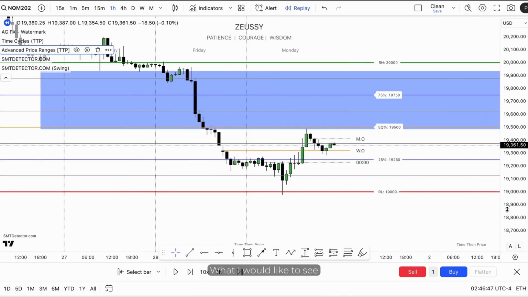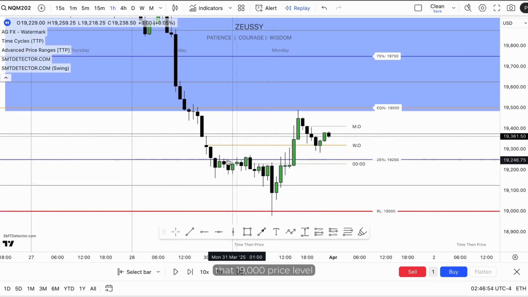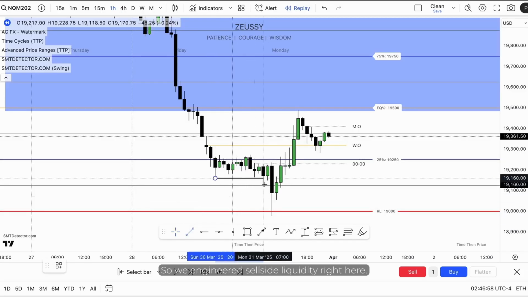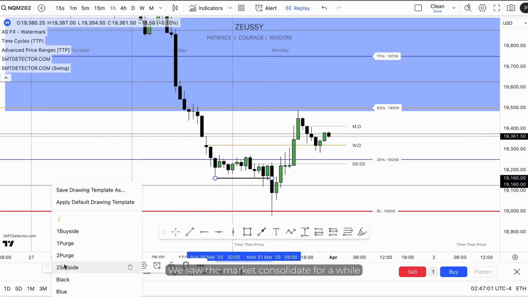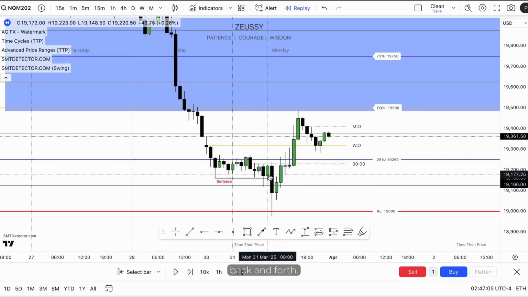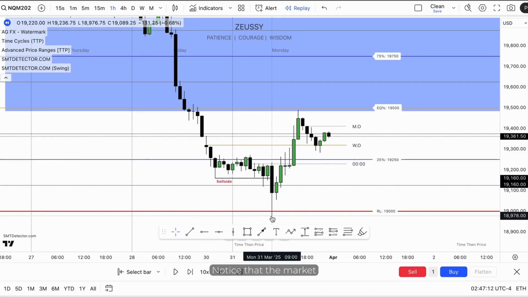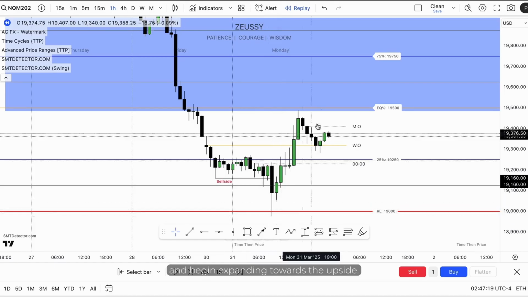What I would like to see is that we saw the market stop right in advance of that 90,000 price level when we formed this low right here. So we engineered sell-side liquidity right here. We saw the market consolidate for a while and we saw it go back and forth, back and forth, back and forth. Eventually the New York morning session opens up and we see the market begin to expand towards the downside. Notice that the market reaches that 90,000 price level, we just step below it and we then form a low and begin expanding towards the upside.